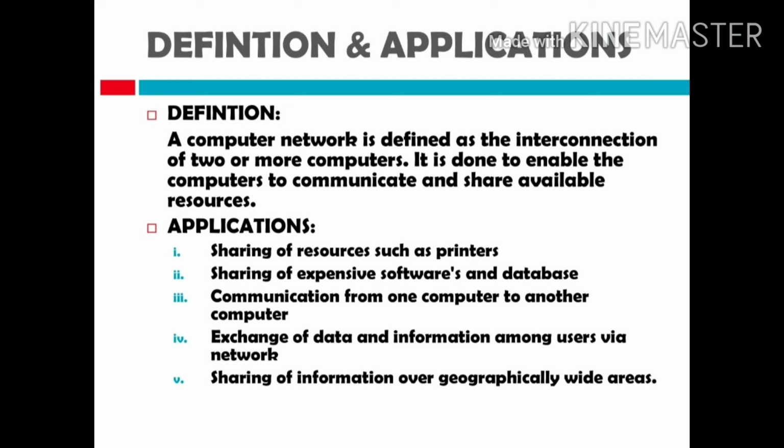A computer network is defined as the interconnection of two or more computers. It is done to enable the computers to communicate and share available resources. Networking is possible by connecting more than two systems that interact together. If two systems are interconnected together, that is an example of networking. Networking is basically used for sharing data and accessing data.